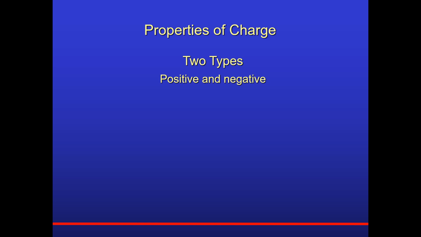Now let's consider the properties of charge. I said when two different materials are rubbed together, the two different materials obtain different types of charge. One type is called positive, one type is called negative.